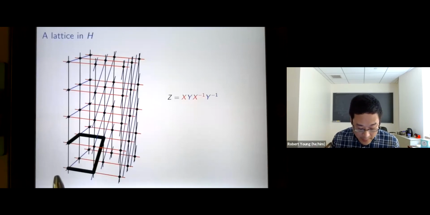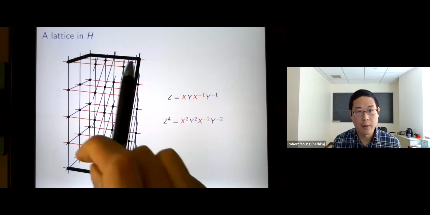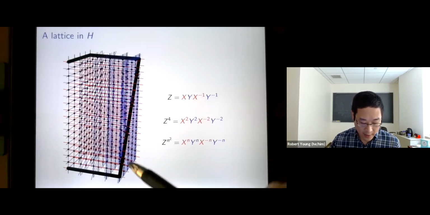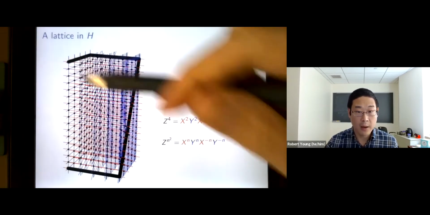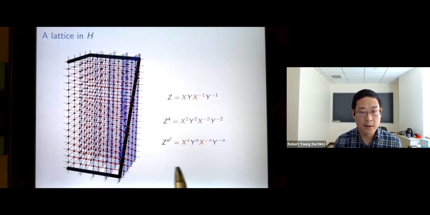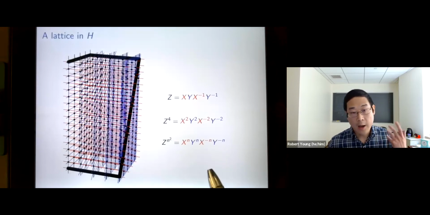So these spirals show up all throughout the group. For instance, if you multiply X squared, Y squared, X to the minus 2, Y to the minus 2, it's easy to do the calculation that gives you Z to the fourth. If you multiply X to the n, Y to the n, X to the minus n, Y to the minus n, that's going to move you n squared steps up in the Z direction, because you can calculate that Z to the n squared is X to the n, Y to the n, X to the minus n, Y to the minus n. And those spirals have a strong effect on the geometry.